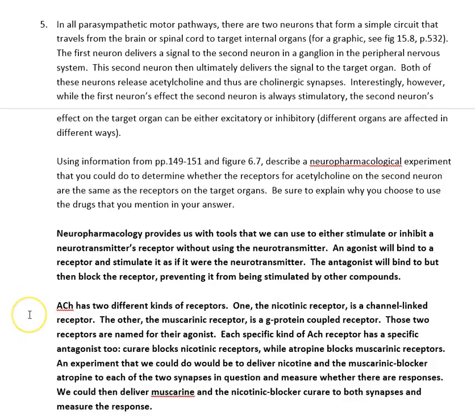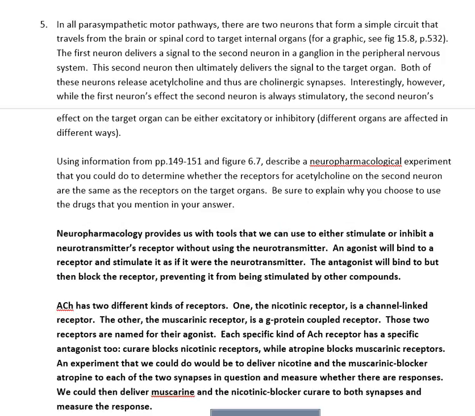What I'd like to do in this video is briefly go over the last two questions because we didn't get a full chance to talk about them in any real detail in class. So question 5 on the homework for chapter 5 was asking about how we can use these neuropharmacological tools that are shown in figure 6-7 to try to decide, for a case where we have a couple synapses, what kind of a particular acetylcholine receptor is found in those situations.